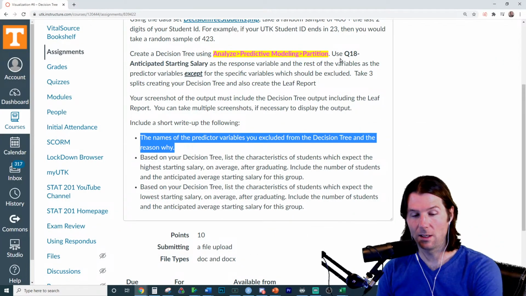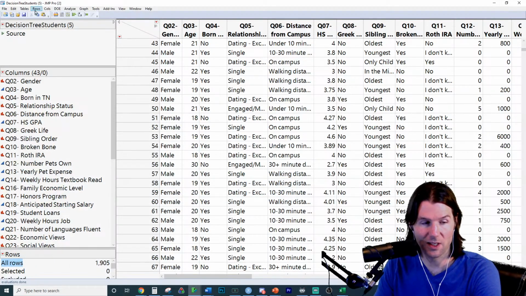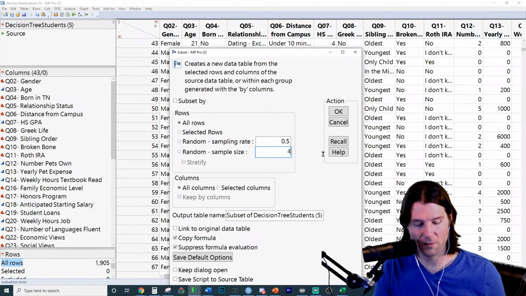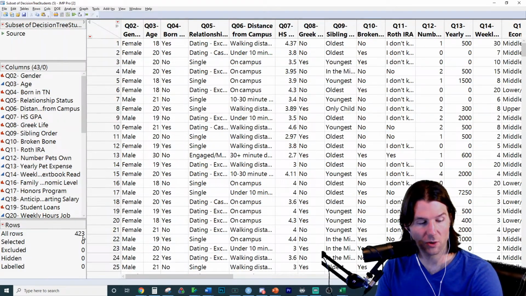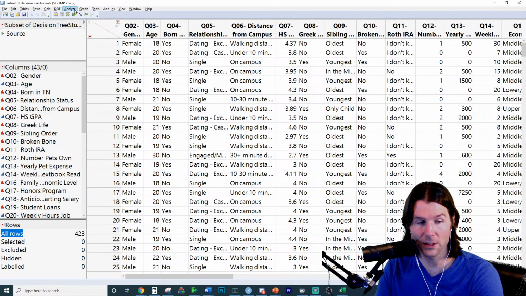So we're going to predict starting salary. Now, I need to take a random sample. I fear sometimes I don't do that, and people are like, wait. I'll do it correctly, 400 plus the last 2 of my UTID. And here's my random sample. Make sure you are using a random sample. That is key. And we're predicting a quantitative variable.